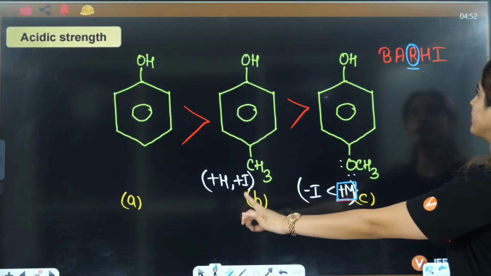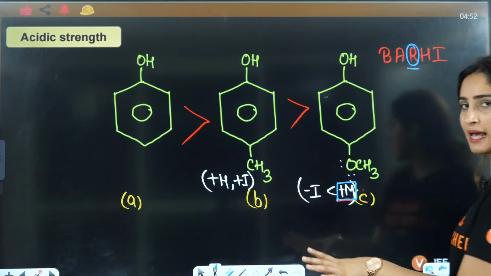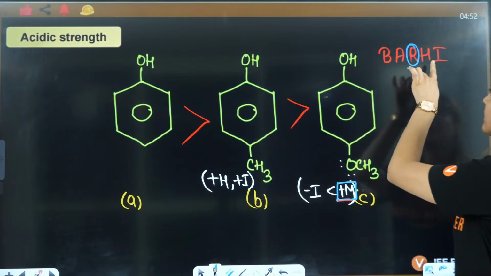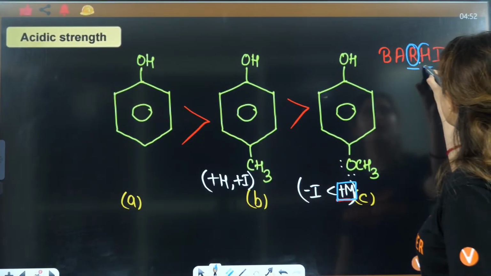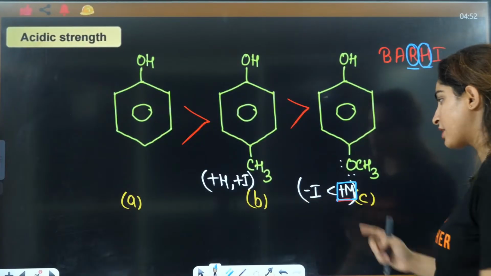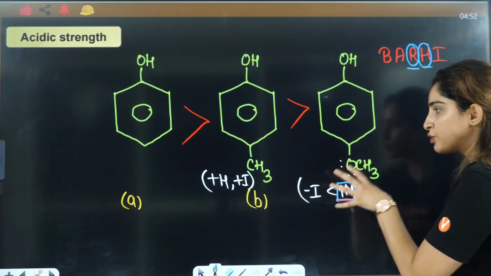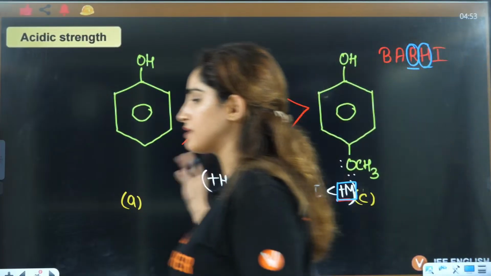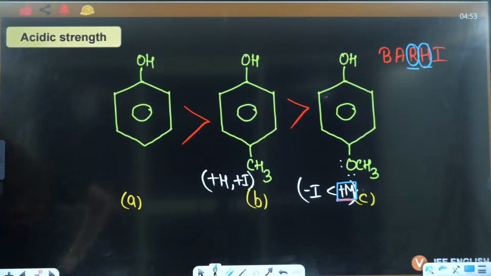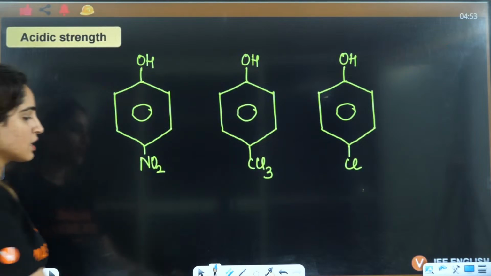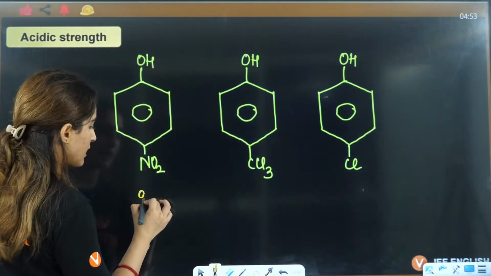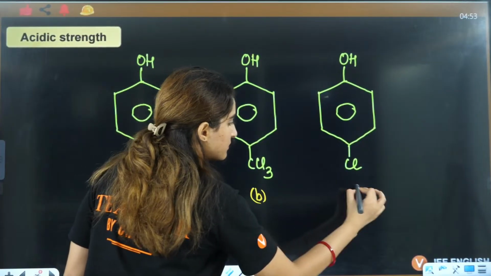In this case, you are donating by plus H and plus I. So here hyperconjugation is more dominating, and that is the reason hyperconjugation and mesomeric have more strength. That is why here donation will be more as compared to this one. So the answer will be A, B, C is the correct answer. Okay? Is that clear?